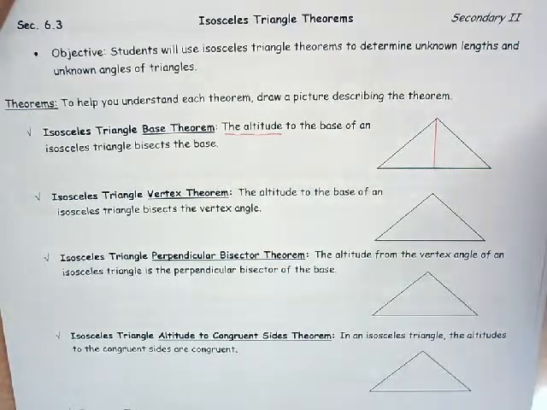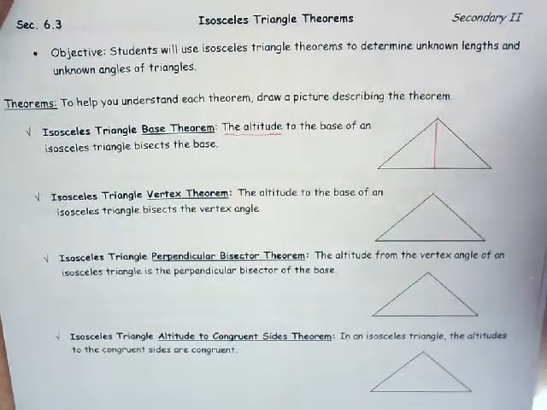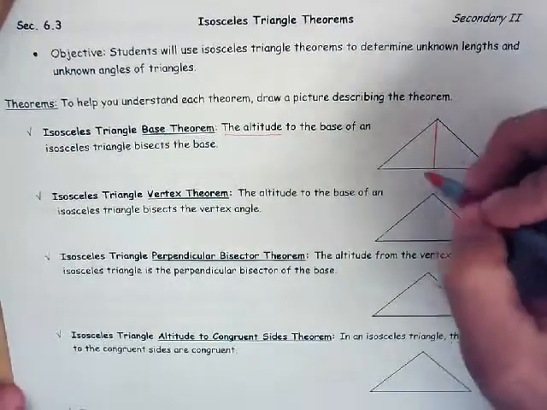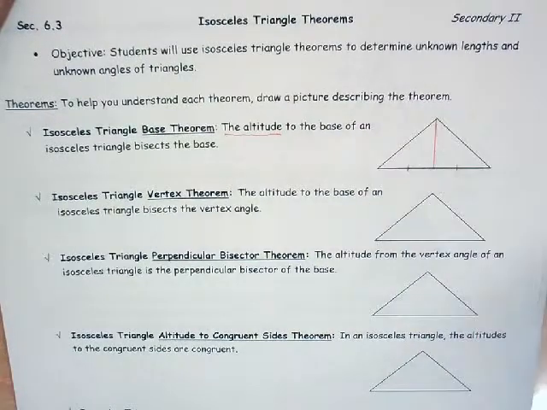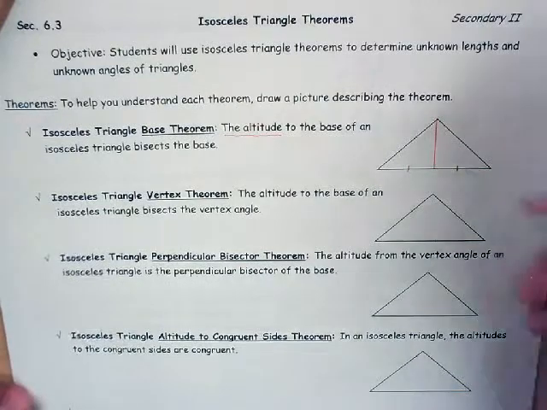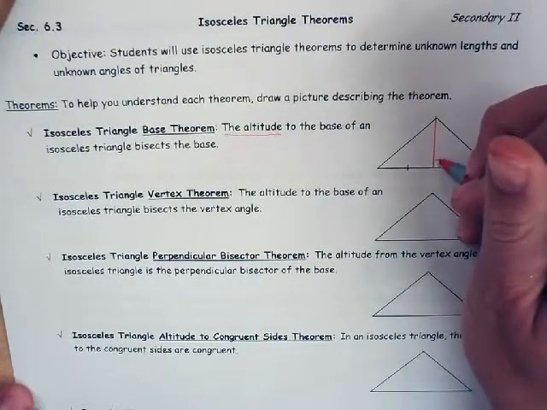Okay. And what it says here is that the altitude bisects the base. So that means this length and this length are going to be the same. Now notice, if we did an altitude, then this should be 90 degrees.